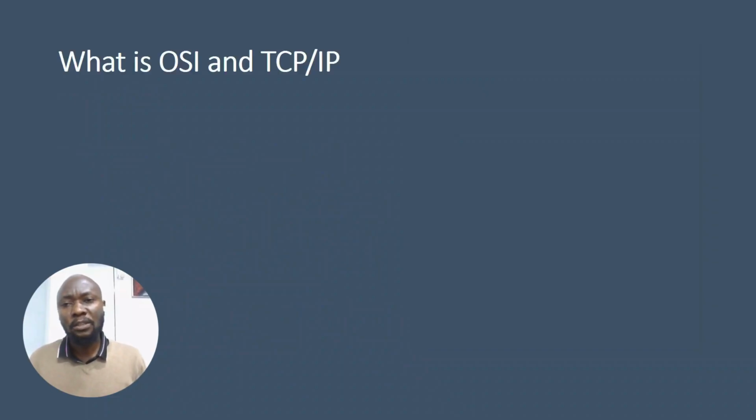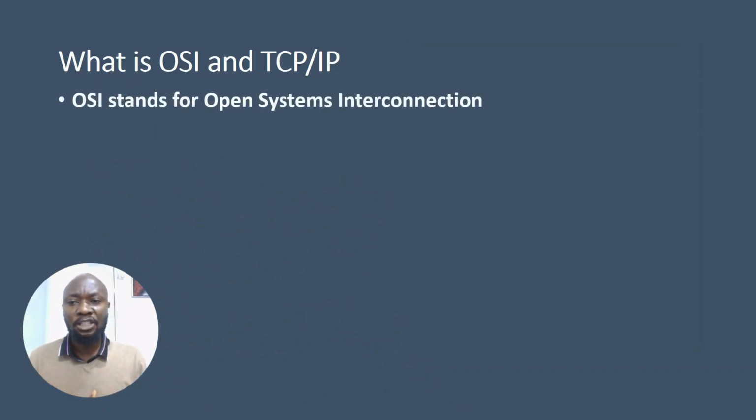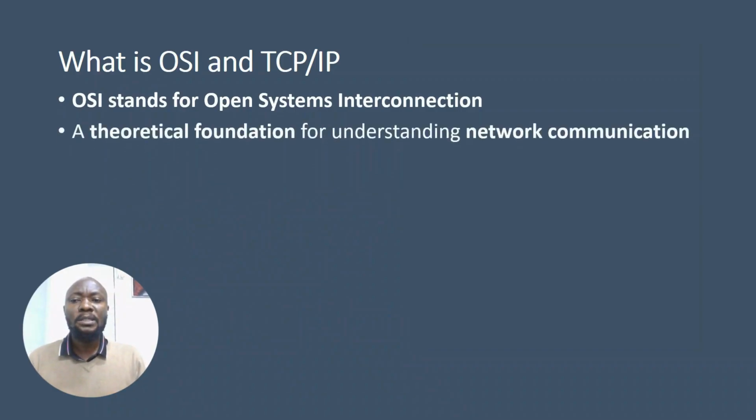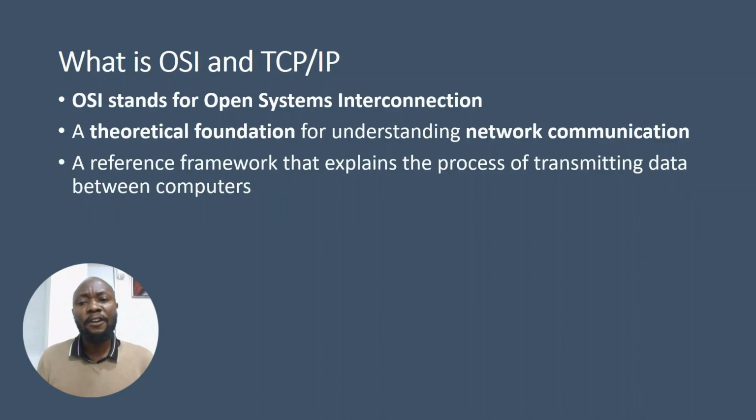Now, this takes me to discuss the OSI and TCP/IP. When there's communication within the network, or when two devices are communicating with each other, there's a model through which data is being exchanged. OSI stands for Open System Interconnection. Open System Interconnection is a theoretical foundation for understanding how network communication happens. It's also a reference framework explaining the transmission of data between two computers.